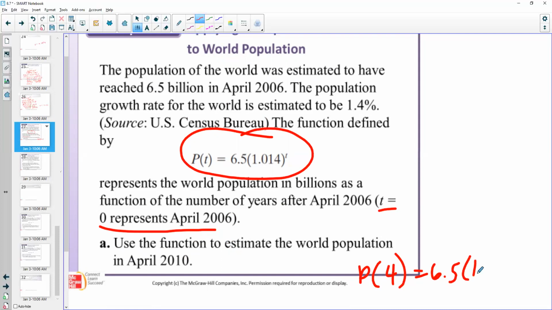6.5 times 1.014 to the power of 4. That's just calculate. So put it in your calculator and calculate yourself an answer. The answer you get is somewhere in the neighborhood of 6.87. 6.87 what is the question? Well, 6.87 billion people.